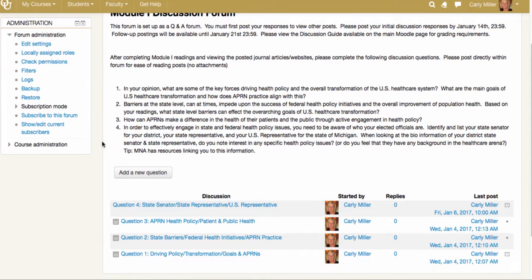And then number 4, to effectively engage in state and federal health policy issues, you need to be aware of your elected officials. So essentially all I'm asking you to do with this question is to identify and list your state senator for your district, your state representative, and then who our U.S. representative is for the state of Michigan. So there's basically just the 3 individuals that you should be looking at. If you go to the Michigan Nurses Association under the advocacy policy, I think it's under that one, it'll literally give the answer to this question.